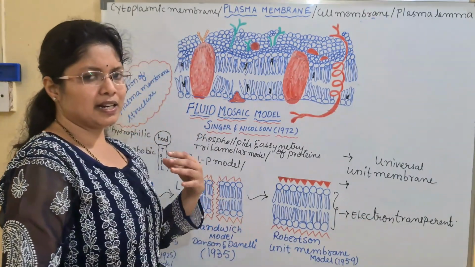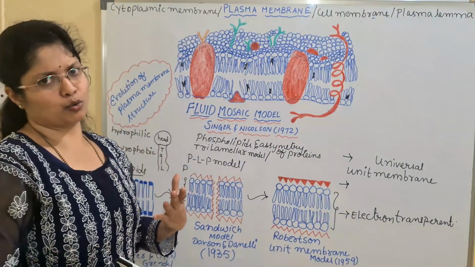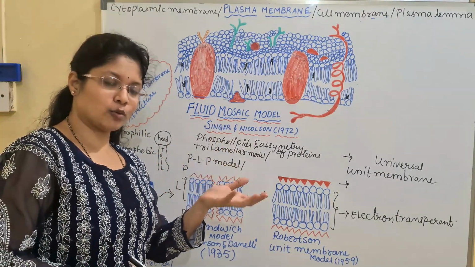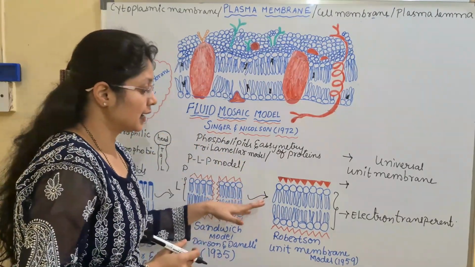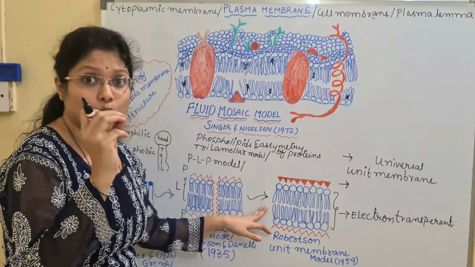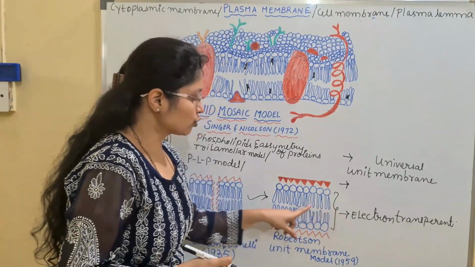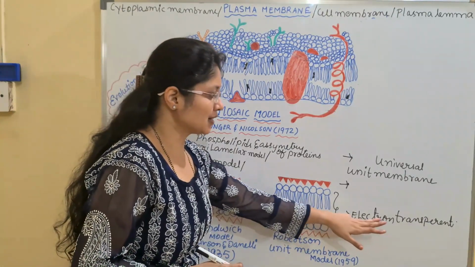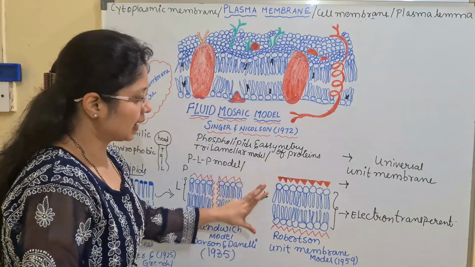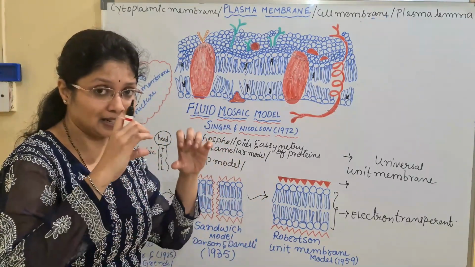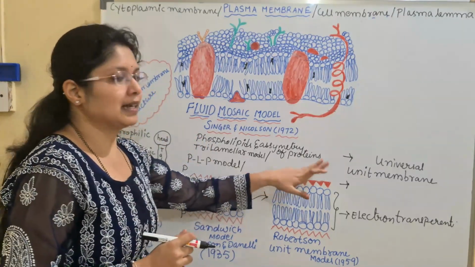The structure is mainly observed under the electron microscope, not the light microscope. In a light microscope, we use light for focusing on the particular structures. Here, the electron microscope uses electrons. So when he observed under the electron microscope, the electron transparent region is the lipid region, and the electron dense, thick region is the protein region.